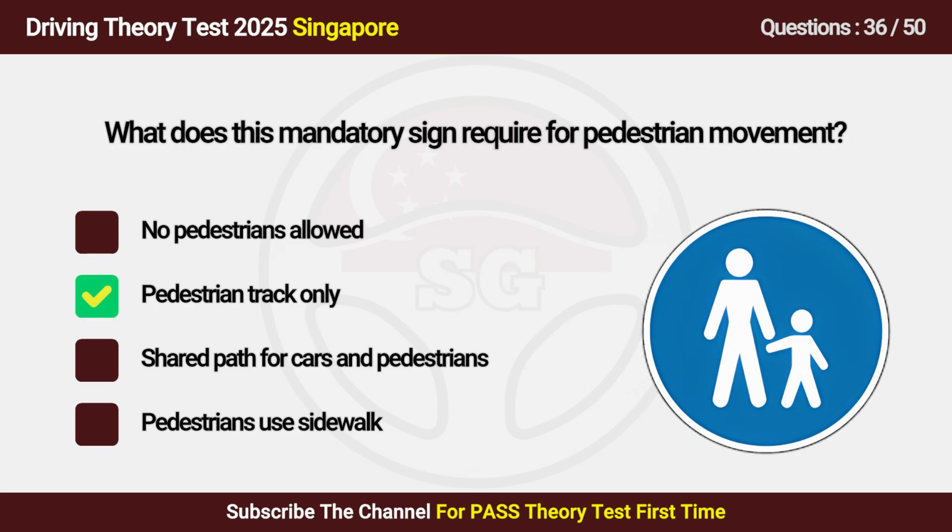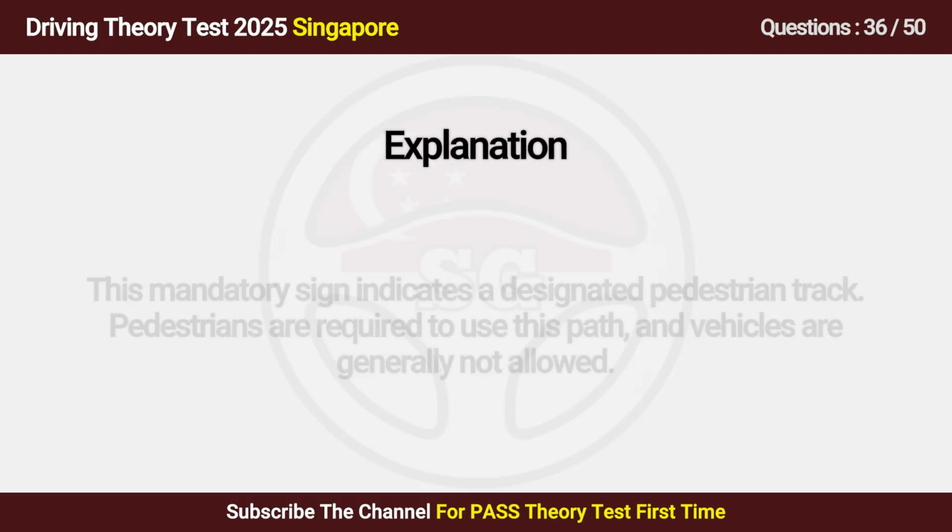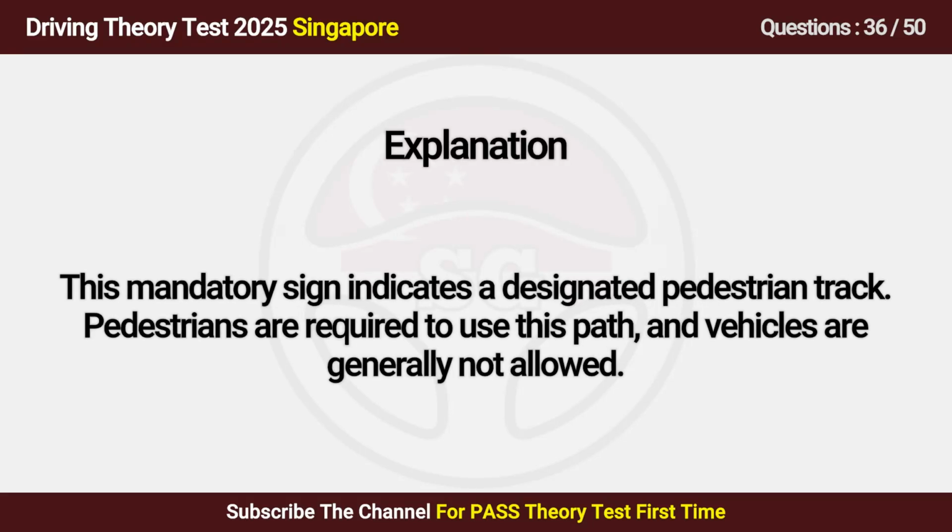Answer is B. Pedestrian track only. This mandatory sign indicates a pedestrian track. Pedestrians are required to use this path, and vehicles are generally not allowed.